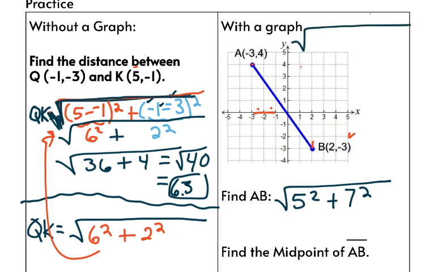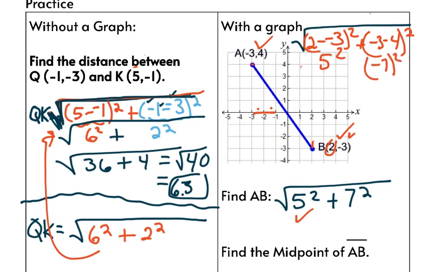You would go x2 minus x1. You would square it. 2 minus a negative 3 is 5, and you would square it. You get that exact same number under there. You would then do negative 3 minus 4. You'd subtract the y's, y2 minus y1. You'd square it. You get negative 7 in parentheses squared.